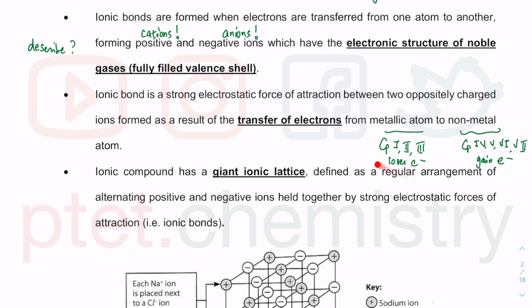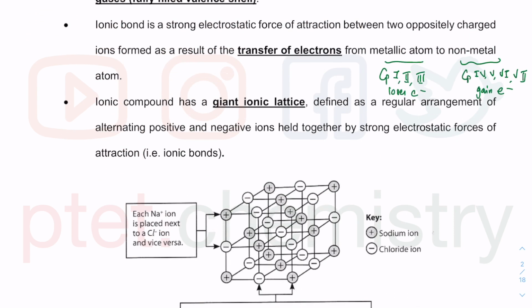What is important is both of them do that. The metal atom loses electrons to get to a fully filled outer shell. The non-metal atoms gain electrons to get to a fully filled outer shell. The resulting cation and anion both have a fully filled outer shell because they obtained the noble gas fully filled outer shell electronic configuration.